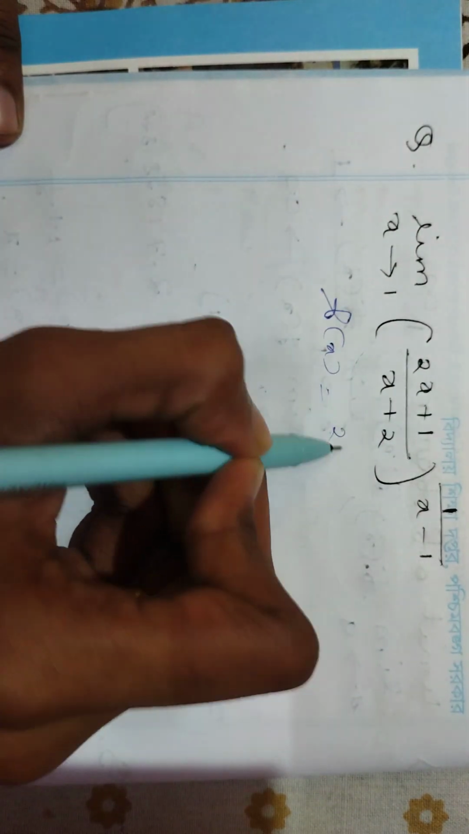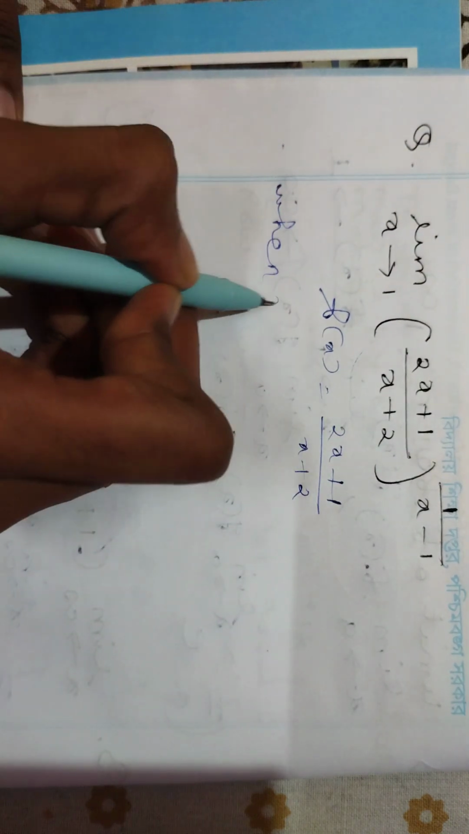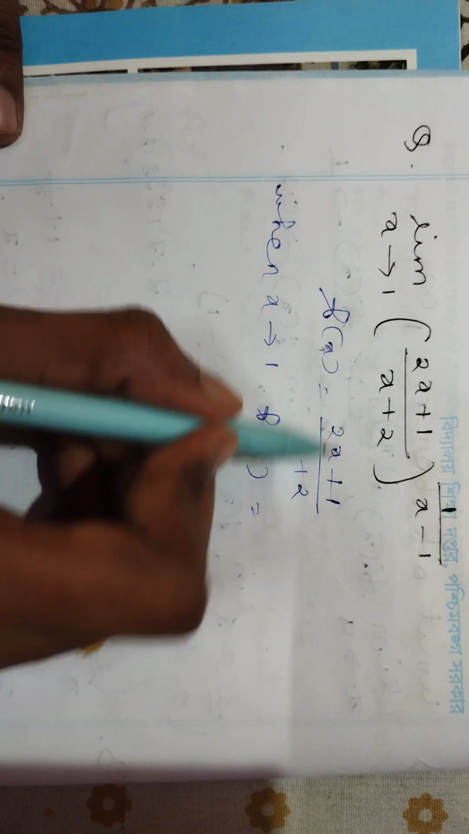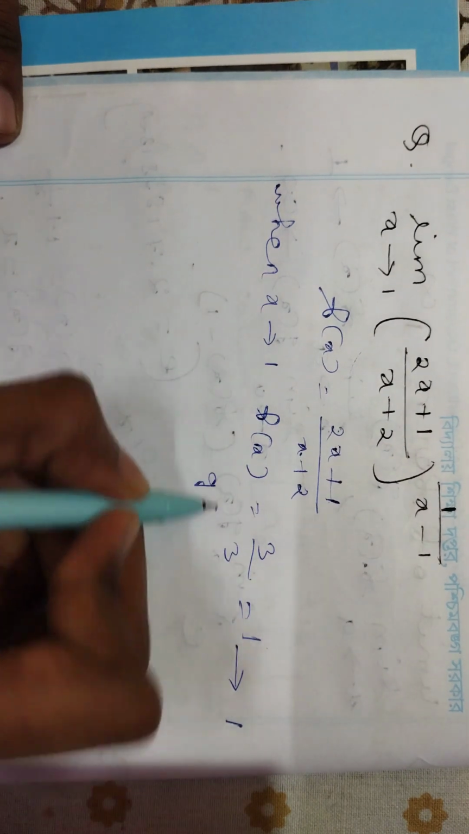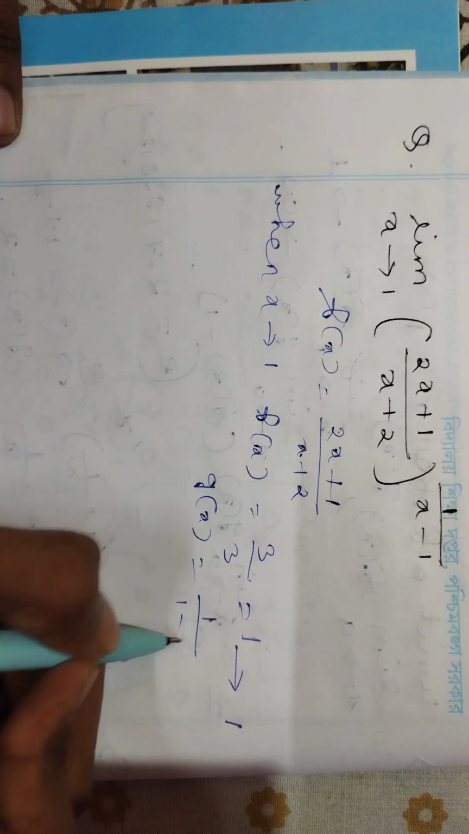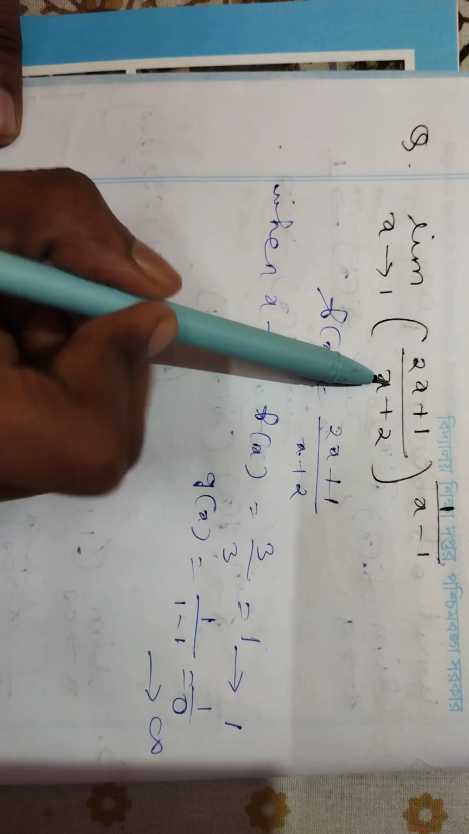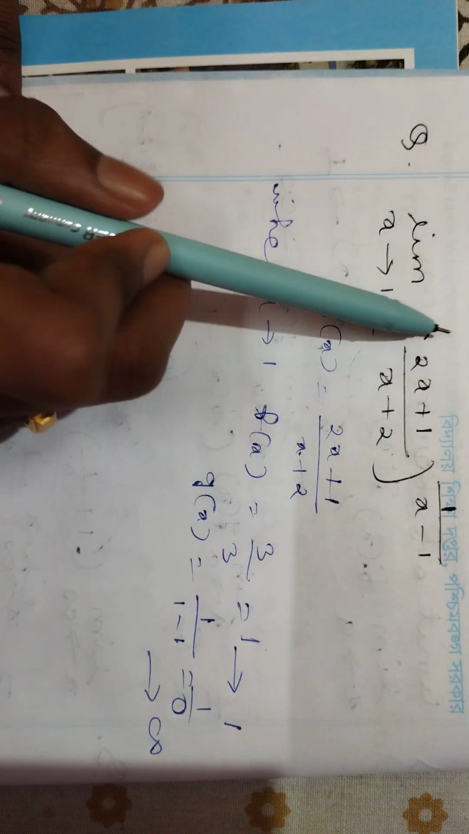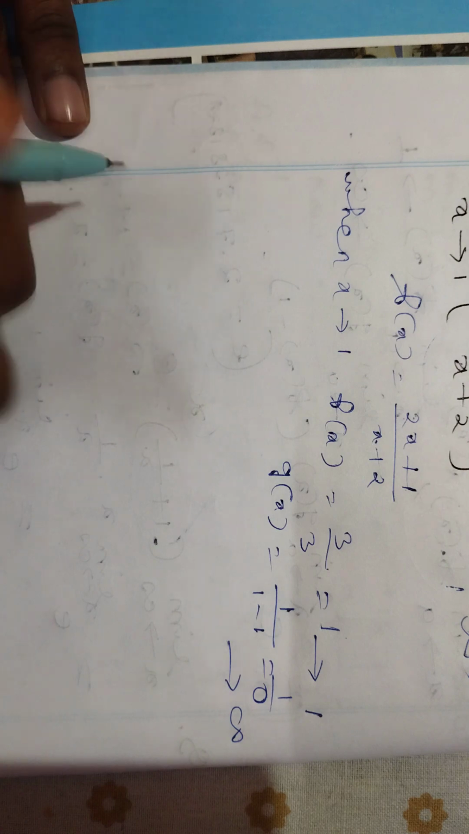What is f of x? f of x is (2x plus 1) by (x plus 2). So when x tends to 1, f of x tends to, putting x as 1, 2 plus 1, that is 3, divided by 1 plus 2, that is also 3. So f of x will tend to 1 and g of x will tend to 1 by (1 minus 1), that is 1 by 0, which tends to infinity. So it is also the 1 raised to power infinity form. So let's apply that trick here.